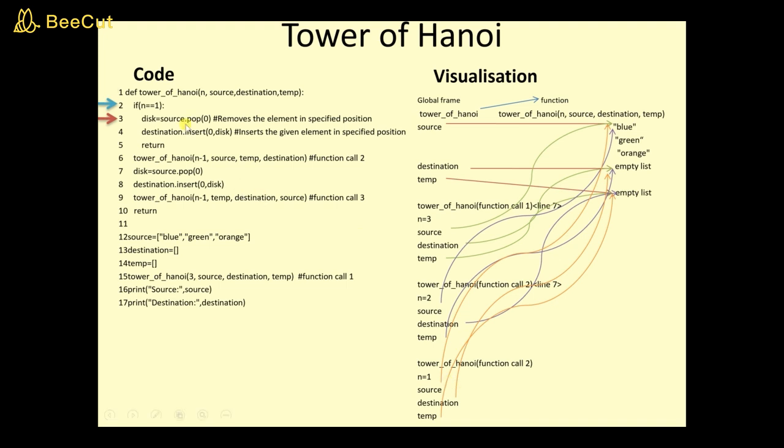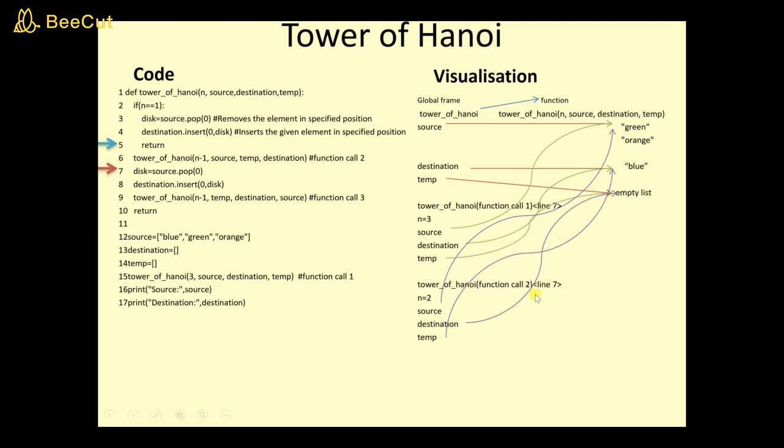Now n is equal to 1. If n equals 1, yes, it matches the condition. So now disk equals source.pop(0), so the value at 0, blue, will get popped. It will be removed and stored in the variable disk. And destination.insert(0, disk): what this code line does is insert this in the destination. So destination according to this one is this one. The value blue will be put in this destination variable. Here it is done. And return: whenever we return, the role of that function is completed.